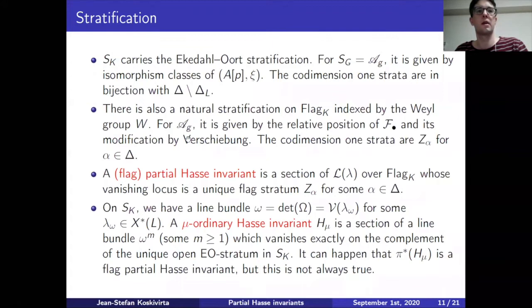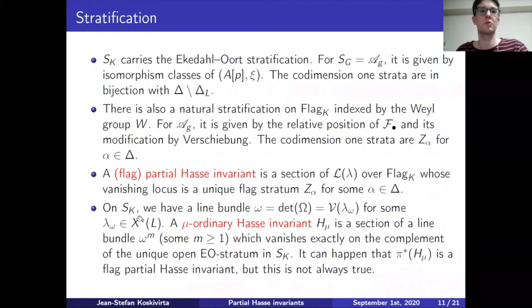Okay, and so let's define a flag partial Hasse invariant as a section of some line bundle L(λ) over Flag K, whose vanishing locus is a unique flag stratum. So it's a stratum in the flag space, Z_α, for some simple root α. And just as a remark, we also have this equilateral stratification on S_K. So there is maybe a slight confusion between these two.